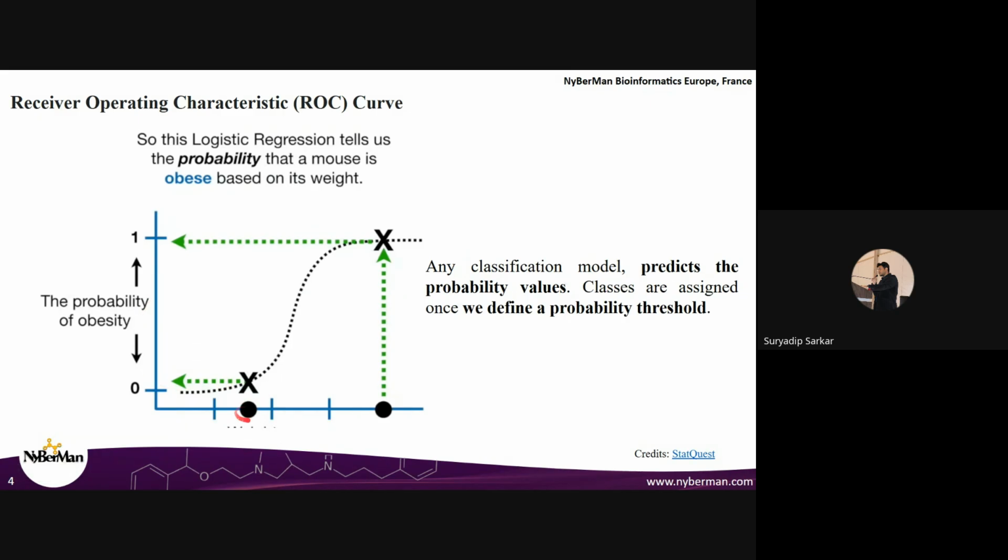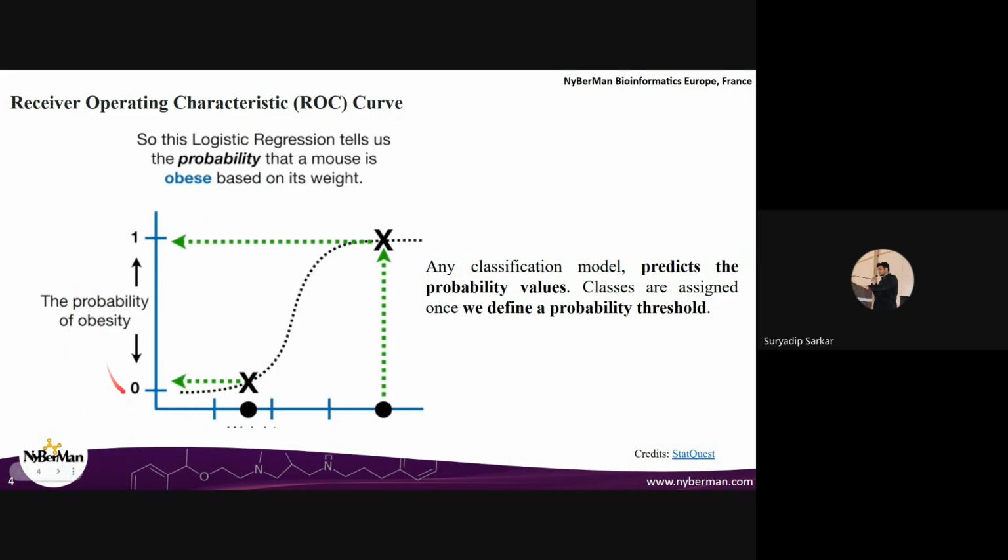For example, if I get a data point here based on the weight, I will project it onto the logistic regression curve and say that the probability of this mouse being obese is around, say, 0.1, which is very low. Now, if the weight comes around here, I will project the data onto the logistic curve and say for this mouse, the probability of it being obese is around 0.9. So logistic regression or any classification model predicts the probability.